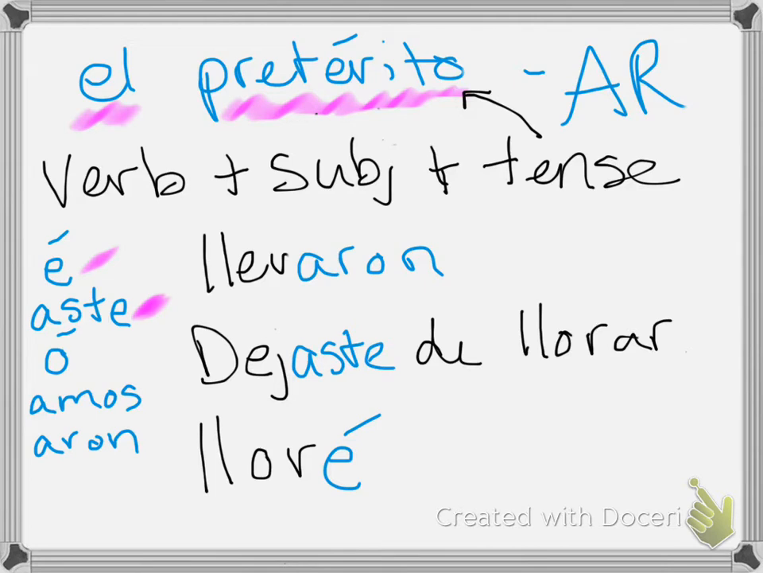See? So that is our pretérito and how we form it. Let me know if you have any questions, and don't forget to check out the practices to see how well you understand it and how well you can form it.